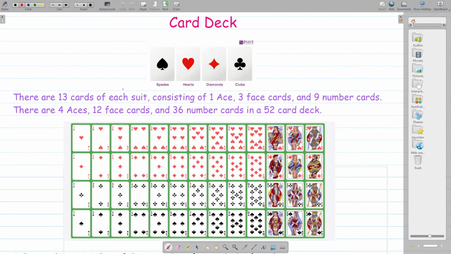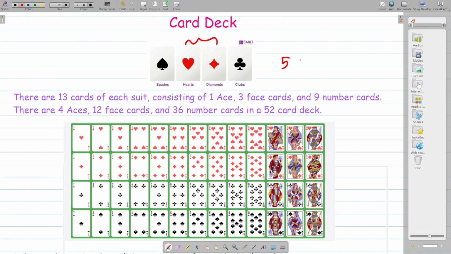Hello students, in this video we are going to discuss probabilities with a standard card deck. So we are going to discuss the card deck first. The card deck has 4 categories: spades, hearts, diamonds and clubs. Hearts and diamonds are red and spades and clubs are black.